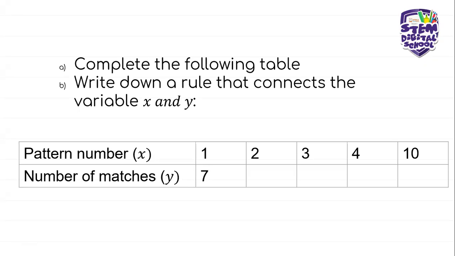And what is our pattern? The pattern will be 7, 12, 17. So that is our pattern in the number of matches. So you can see that in our pattern, the constant difference will be 5, because 12 minus 7 gives you 5, and 17 minus 12 also gives you 5.